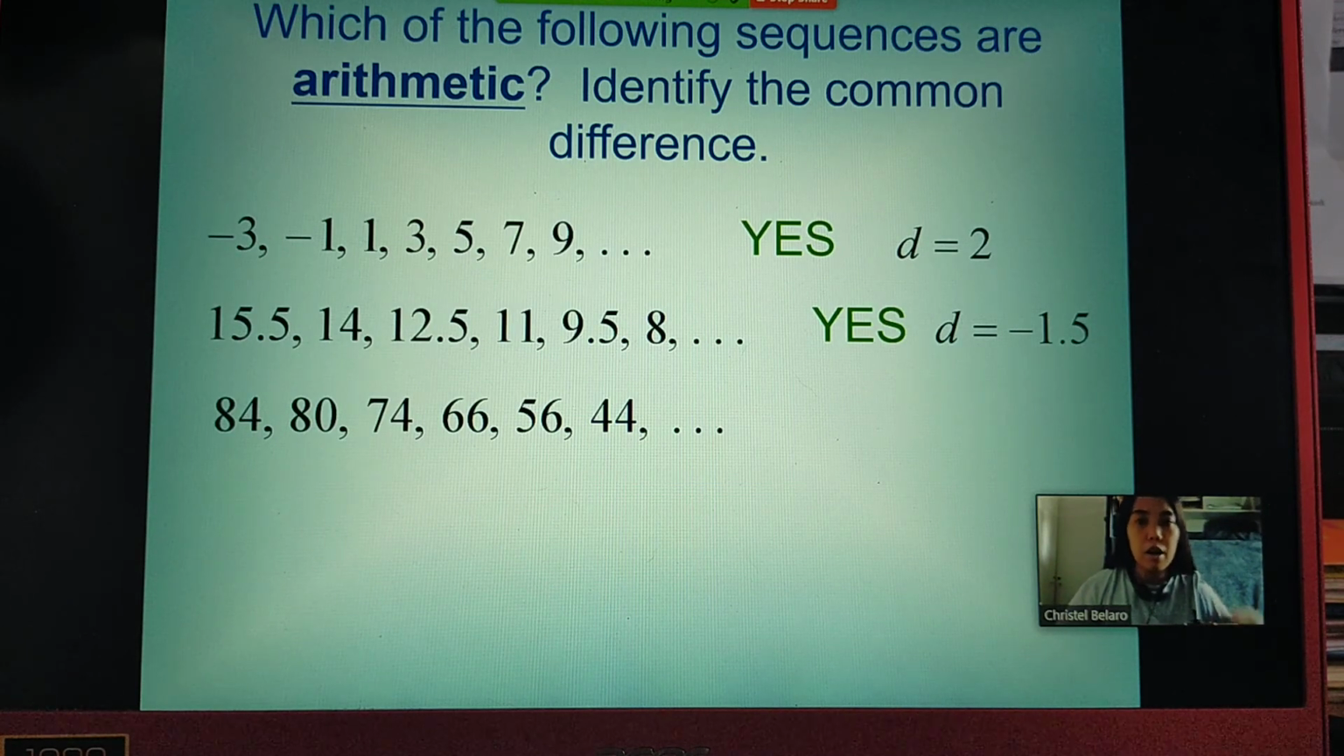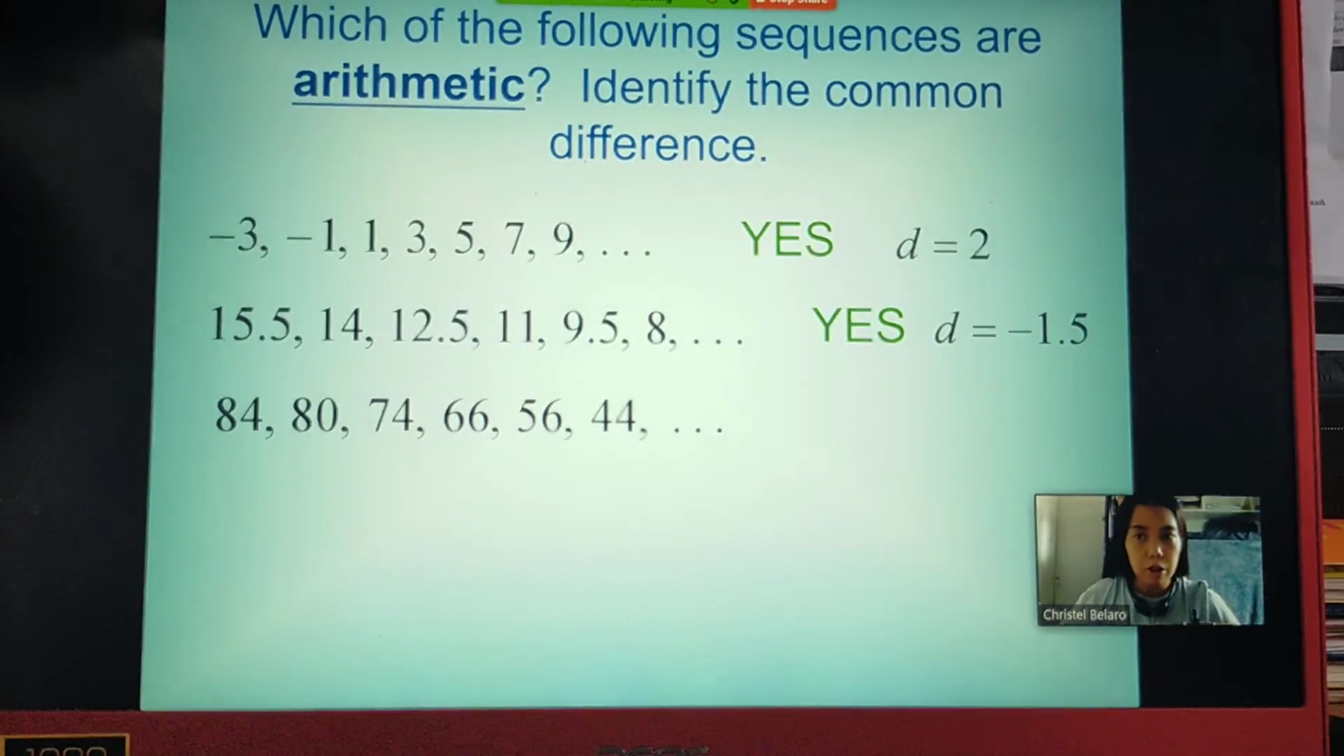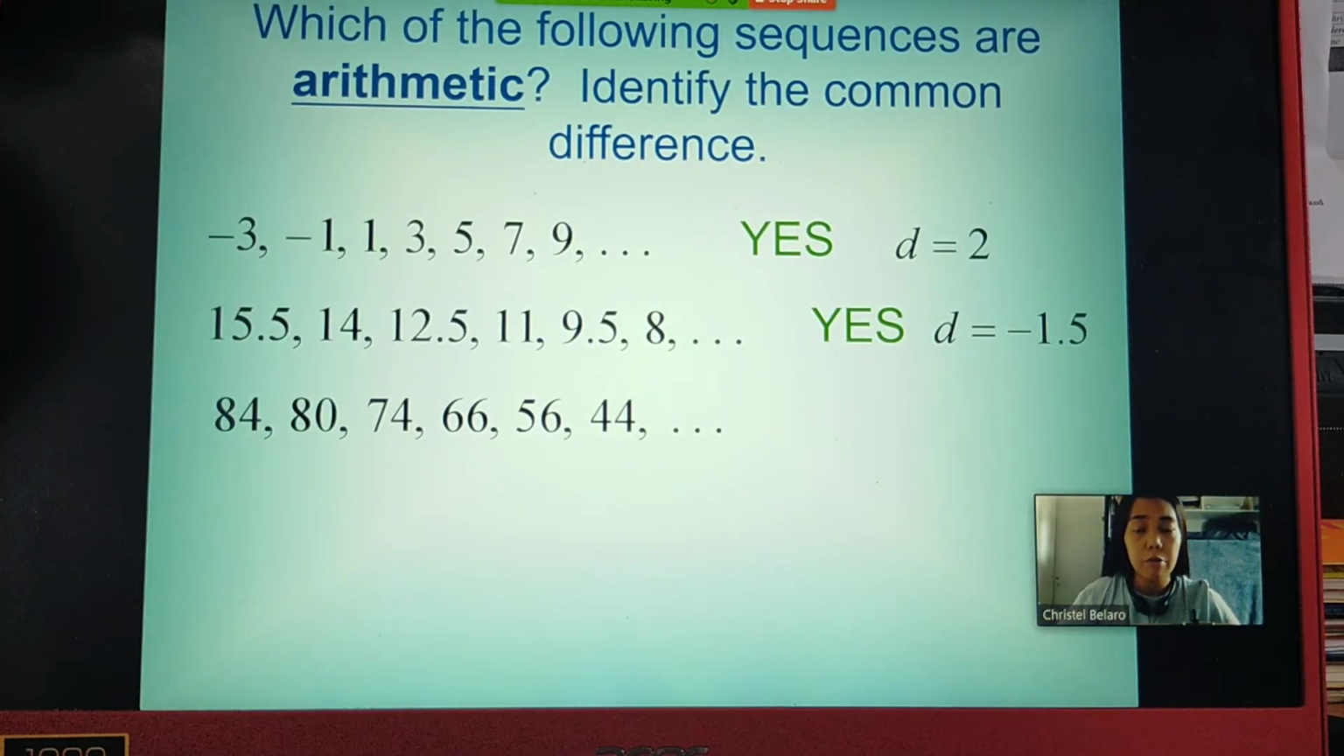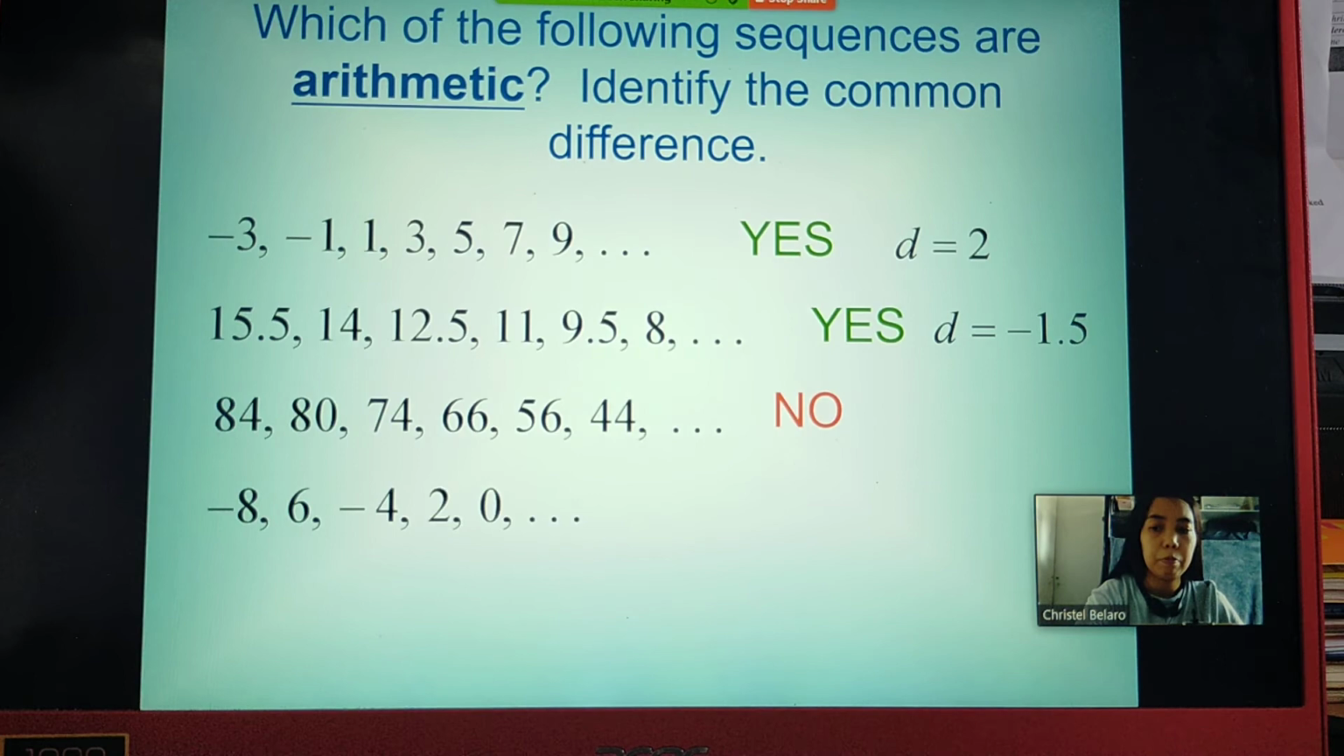How about Celine? 80 minus 84, the answer is negative 4. 74 minus 80, the answer is negative 6. Is it an arithmetic? Very good, Celine. The answer is no. Is that clear? So the first thing you have to do is identify if it's an arithmetic or not, before you apply the general formula for arithmetic sequence.